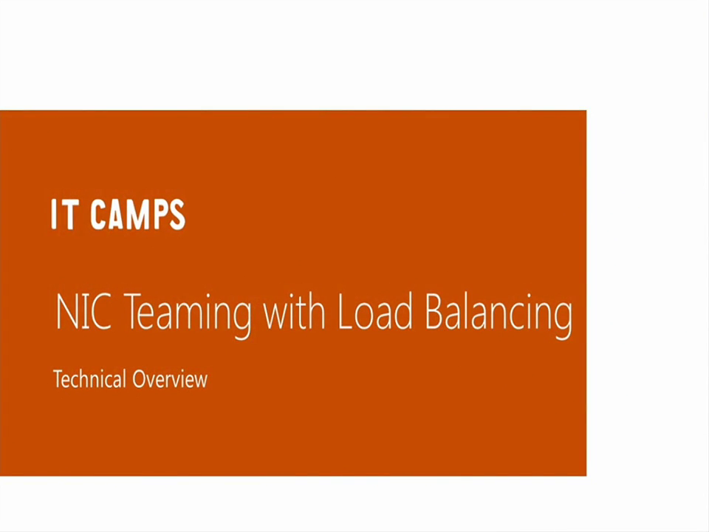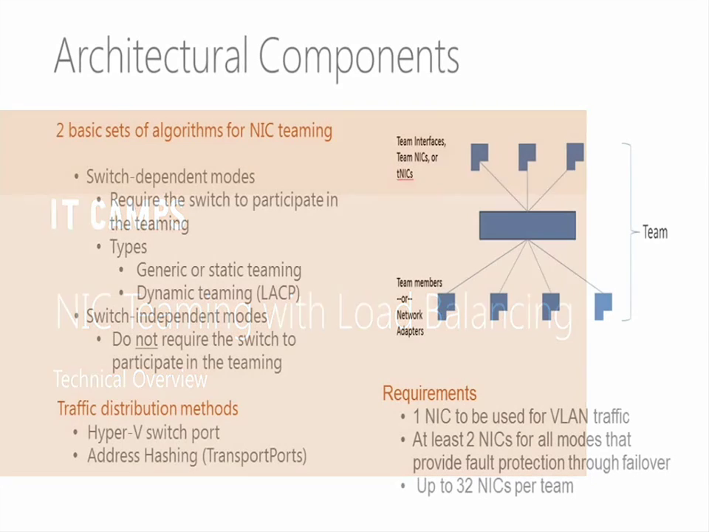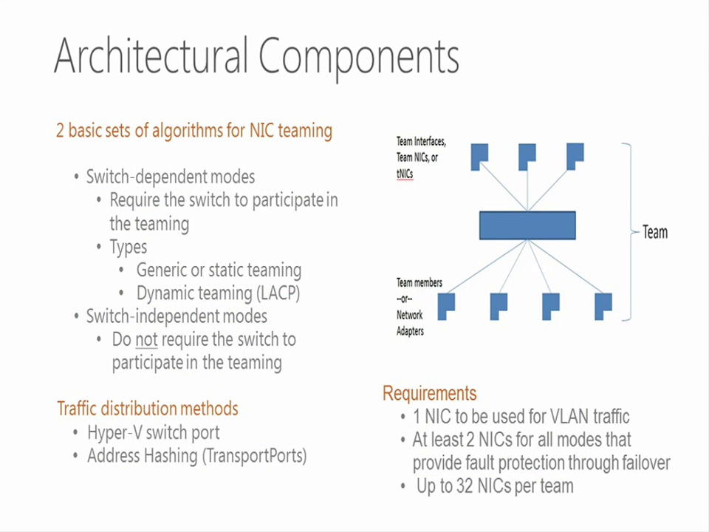So next, let's take a look at the technical overview. Exactly how does NIC teaming work and work with our load balancing? From an architectural perspective, there's two basic algorithms for NIC teaming. First is switch-dependent modes. This requires a switch to participate in the teaming. So we have to have a network switch that our network cards are plugged into. There's either a generic or a static type teaming or the dynamic learning type of switches that we might have out there. The other is switch independent modes.